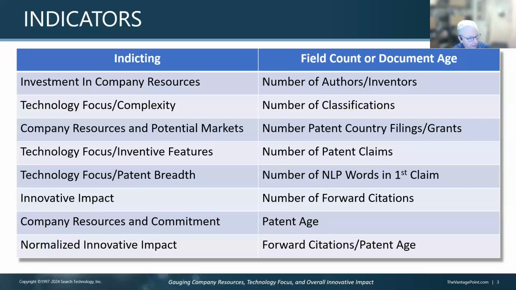How long the patent is being enforced. Sometimes people don't enforce their patents for their full 20-year time span, but we're just going to assume 20 years. And then normalizing that, as I mentioned earlier, using our formula builder. So these are some of the indicators that we'll be looking at using the functions within VantagePoint.